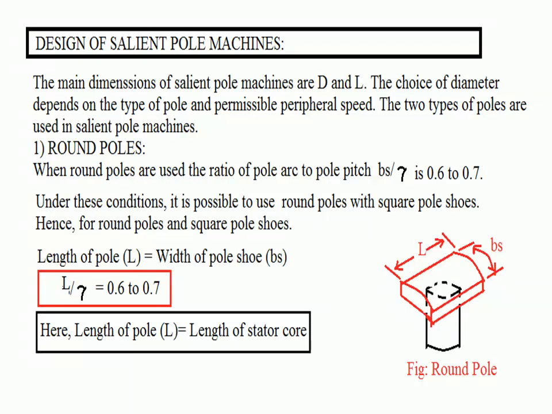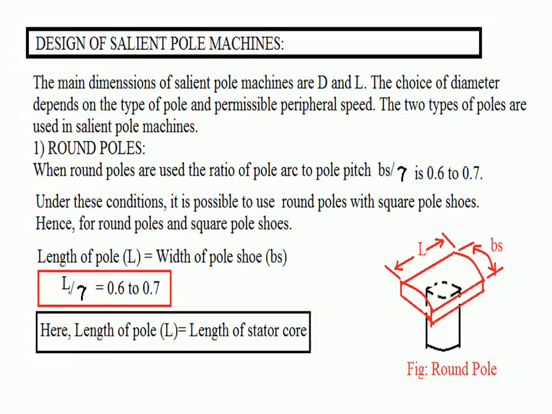Next, design of salient pole machine. After constructing the D square L equal to 1 equation, knowing Q and NS, now the L by tau ratio is required, as we saw in the earlier induction motor. L by tau depends upon different parameters and performance of the machine. Here it depends upon the type of poles used. We generally have two types of poles: one is round pole, another is rectangular pole.